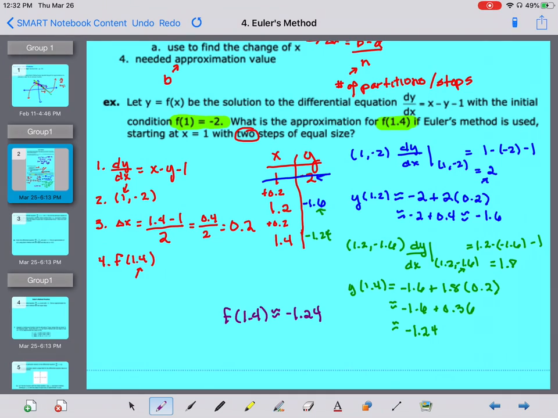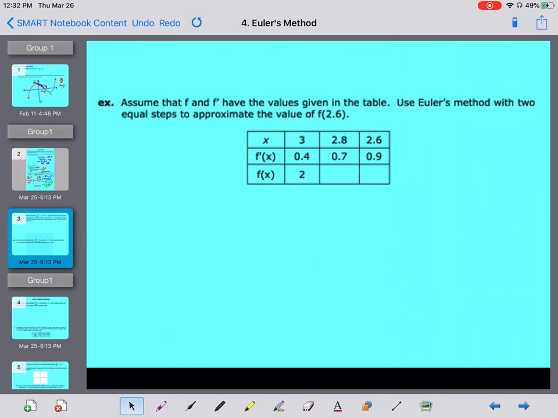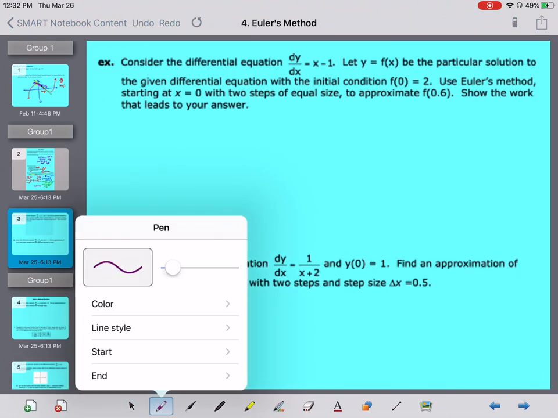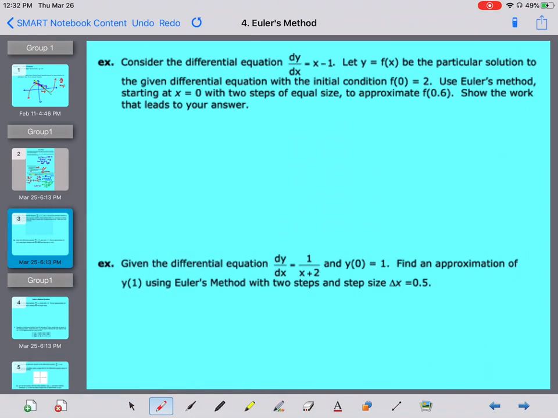Let's do another problem. Okay, at the top, again, I'm going to start with listing out everything that I need. So the first thing is I need my derivative, which happens to be dy/dx equal to x minus 1. Then it says let y equals f of x be the particular solution. That just means that y and f of x are the same here to the given differential equation with the initial condition of f of 0 equals 2. So that right there gives me my initial point, my starting point.